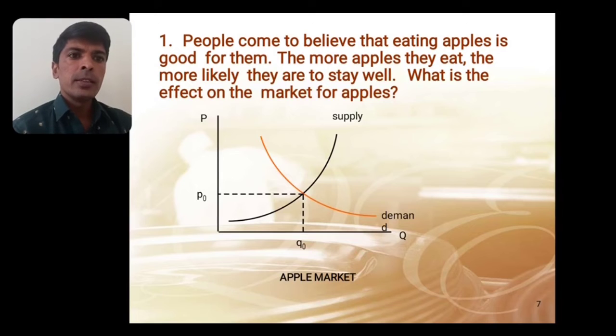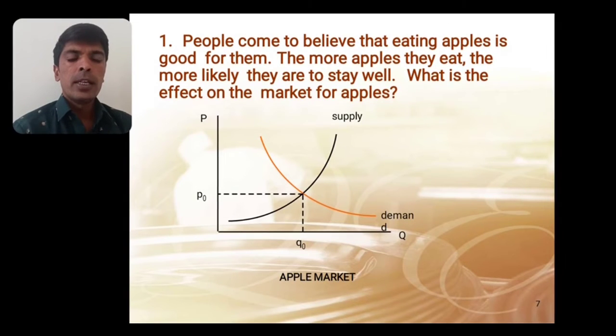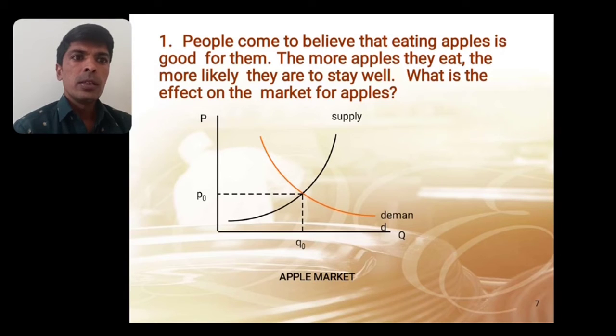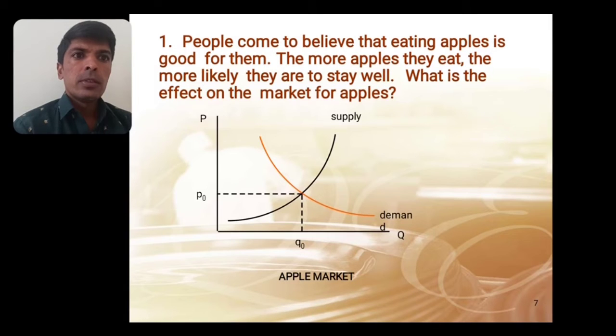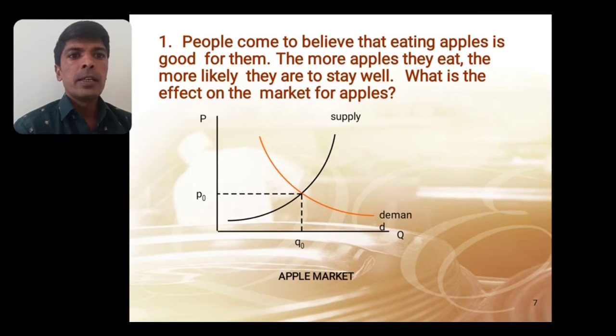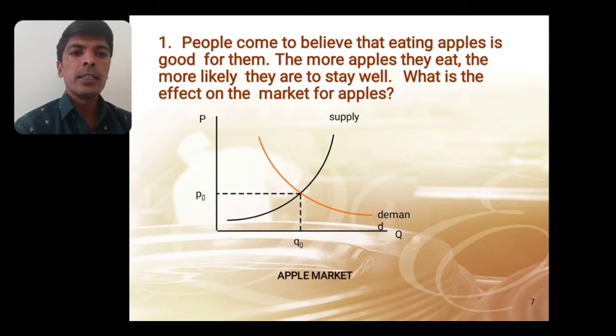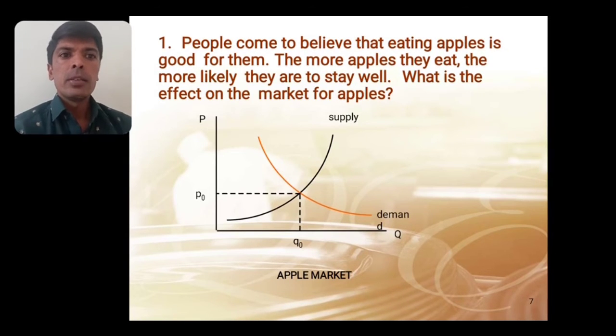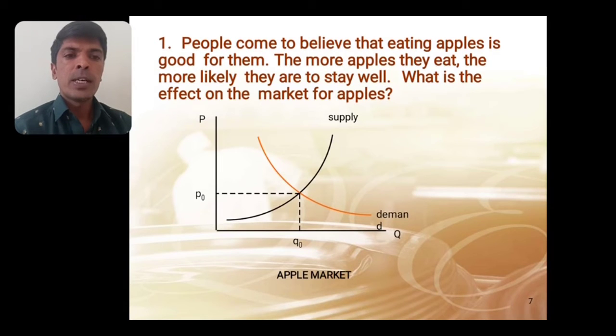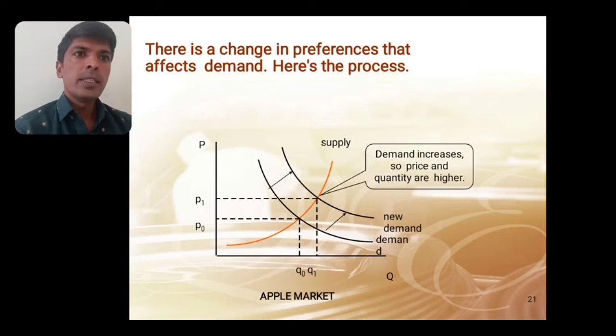On the x-axis the apple market quantity is shown and on the y-axis price is shown. The red curve is showing demand and the black curve, which is shifting, is the supply curve. Where both demand and supply curves intersect each other, that will be the equilibrium point of the apple market price. There is a change in preference that affects demand. Here's the process.